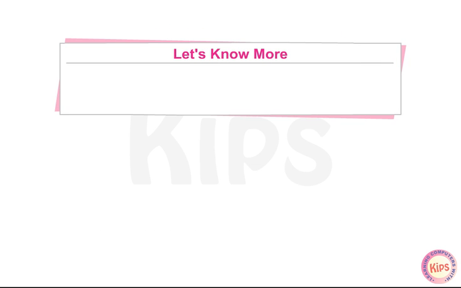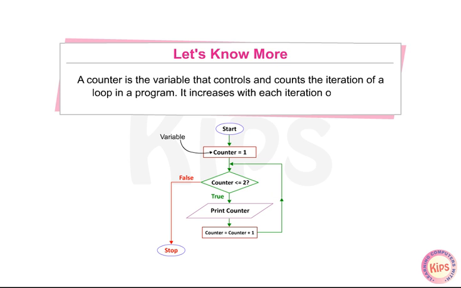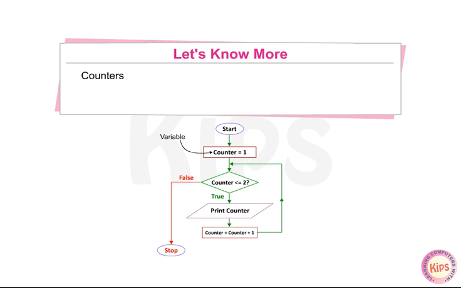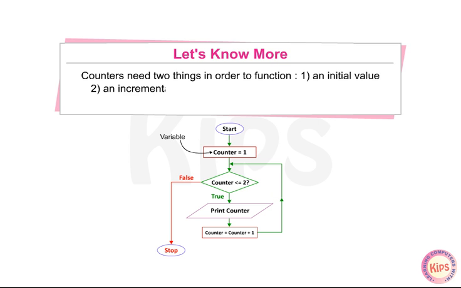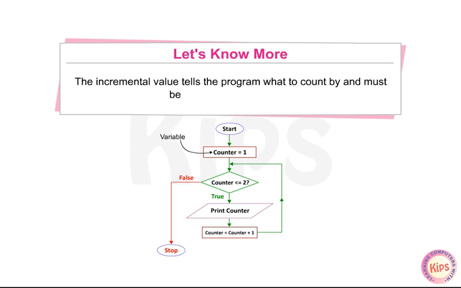Okay, students, let us know more. A counter is the variable that controls and counts the iterations of a loop in a program. It increases with each iteration of a loop. Counters need two things in order to function. Number 1, an initial value. Number 2, an incremental value. The initial value is usually 0 and must be located outside the loop. The incremental value tells the program what to count by and must be located inside the loop.